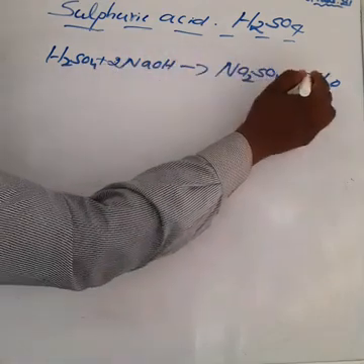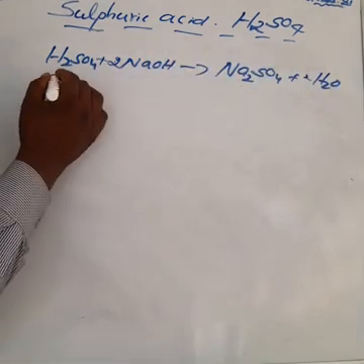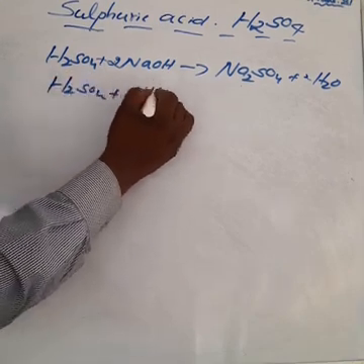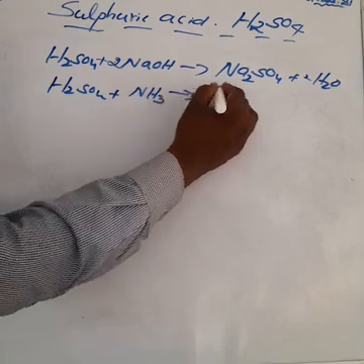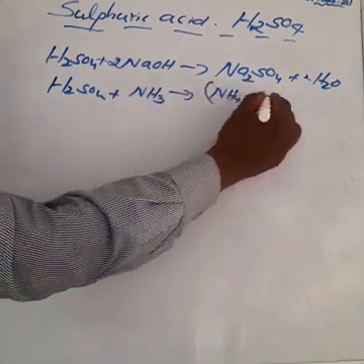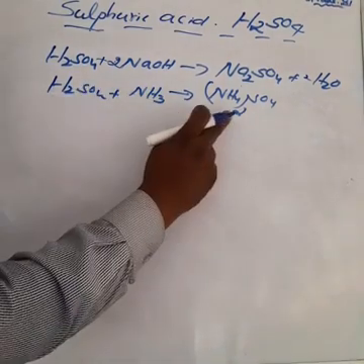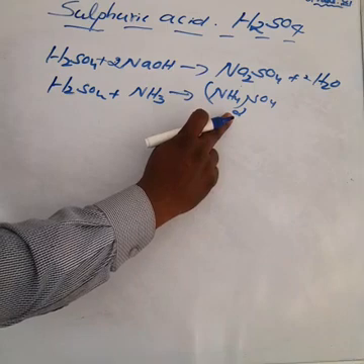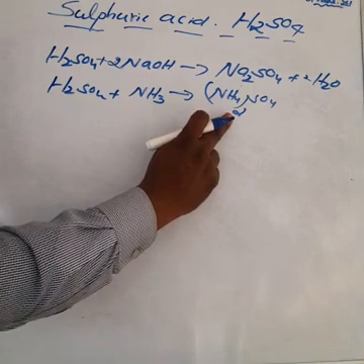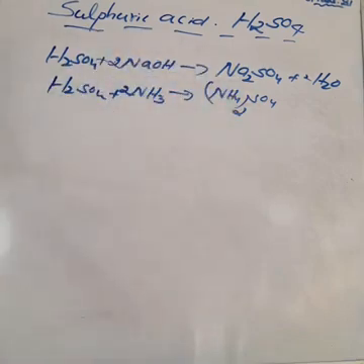So one more product is also obtained, that is the ammonium salt. How is the ammonium salt prepared? Sulfuric acid reacts with ammonia, and we get ammonium sulfate. What is the formula for ammonium sulfate? (NH4)2SO4. So how much ammonia is there? The product side has 2, so make it 2 on the reactant side.